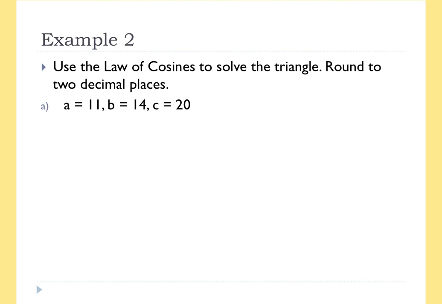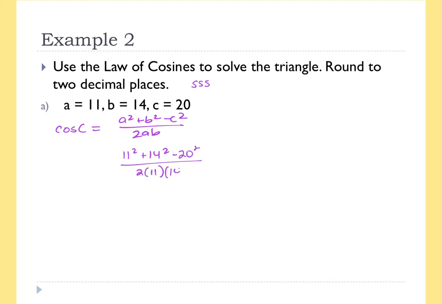All right, so it says use the law of cosines to solve the triangle and round to 2 decimal places. So I've got A, B, C. Again, this is side, side, side, all 3 lowercase letters. Which angle am I going to start with? C, because it is opposite the longest side. So I would say cosine of C equals A squared plus B squared minus C squared over 2AB. I'd get 11 squared plus 14 squared minus 20 squared over 2 times 11 times 14. And that's the cosine of C equals that.